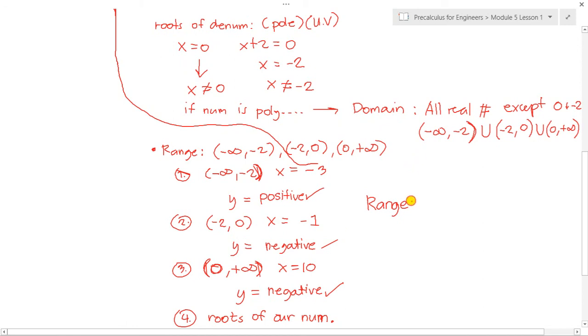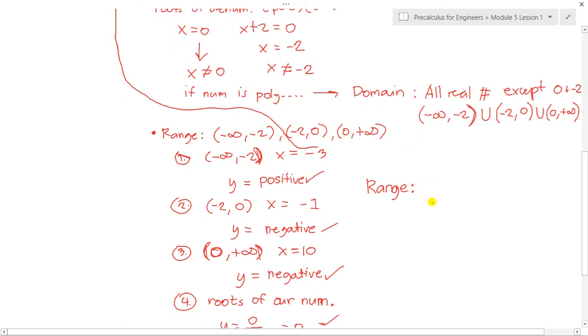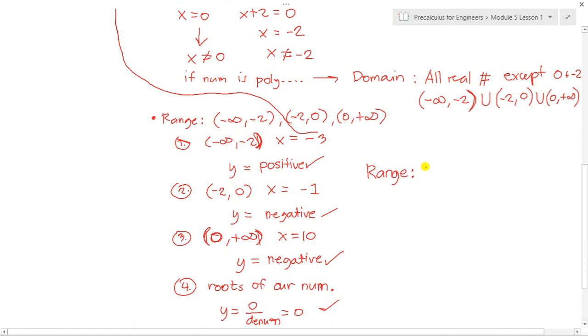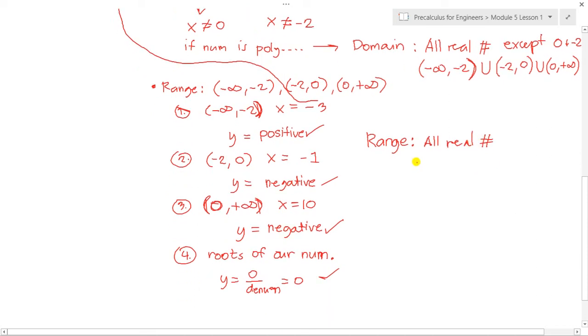So from our test result, we can say that our range here is all real numbers. Okay, all real numbers. So from negative infinity to positive infinity.